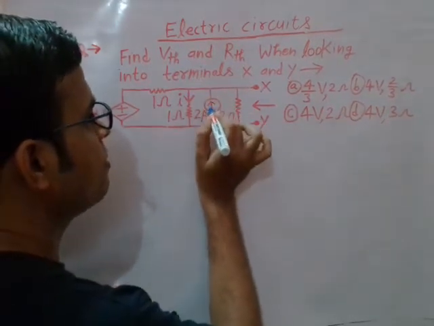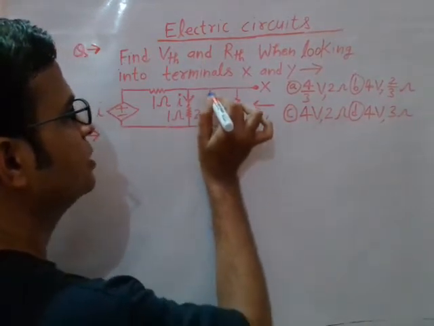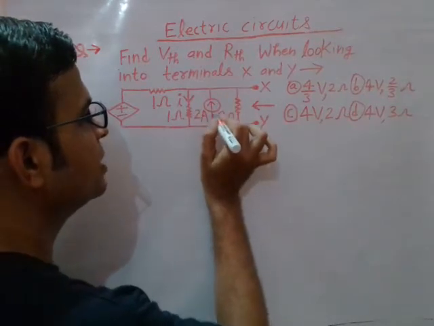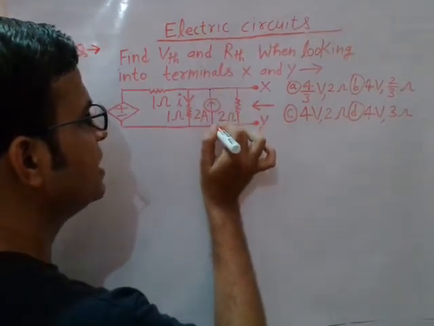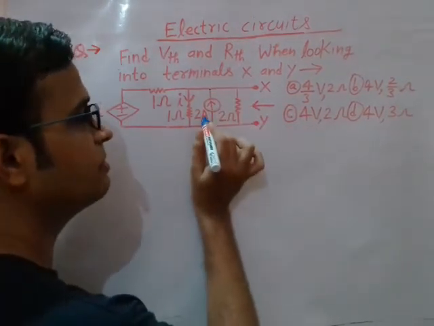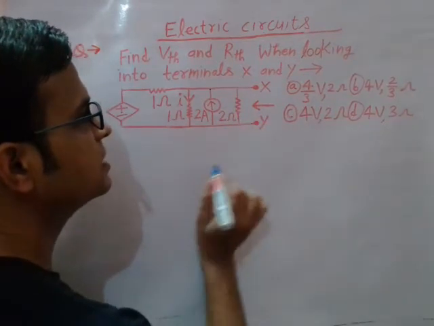So the job of this independent current source is to provide a constant current of 2 ampere between this point and this point. In parallel with this, you can see a 2 ohm resistance.